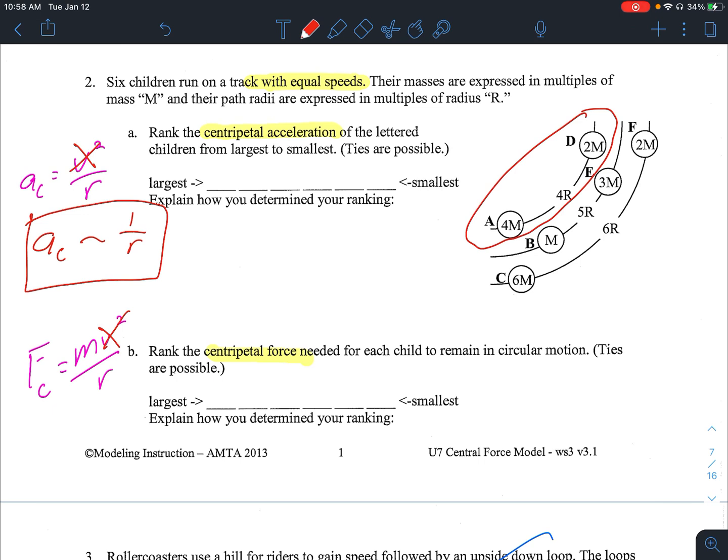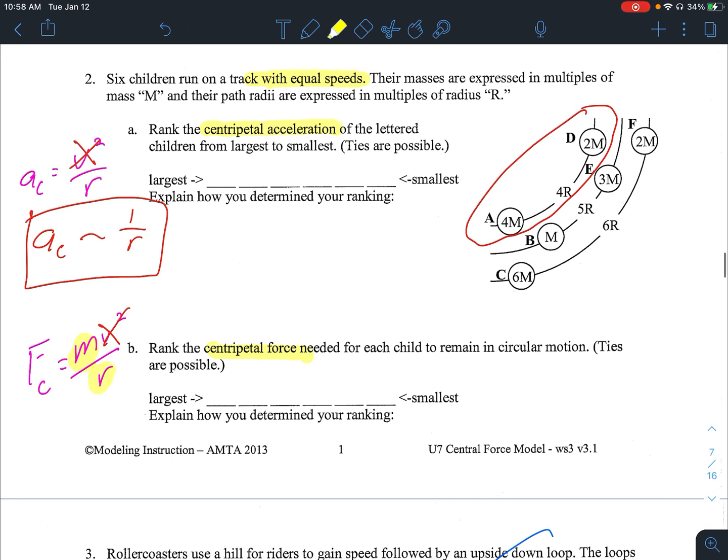For part B, we're looking at centripetal force. Again, looking at equal speeds, but here both mass and radius are going to play a role. So we can make this statement that the centripetal force is going to be proportional to both the mass and the radius. So you're going to have to do a little bit of extra work for this one.